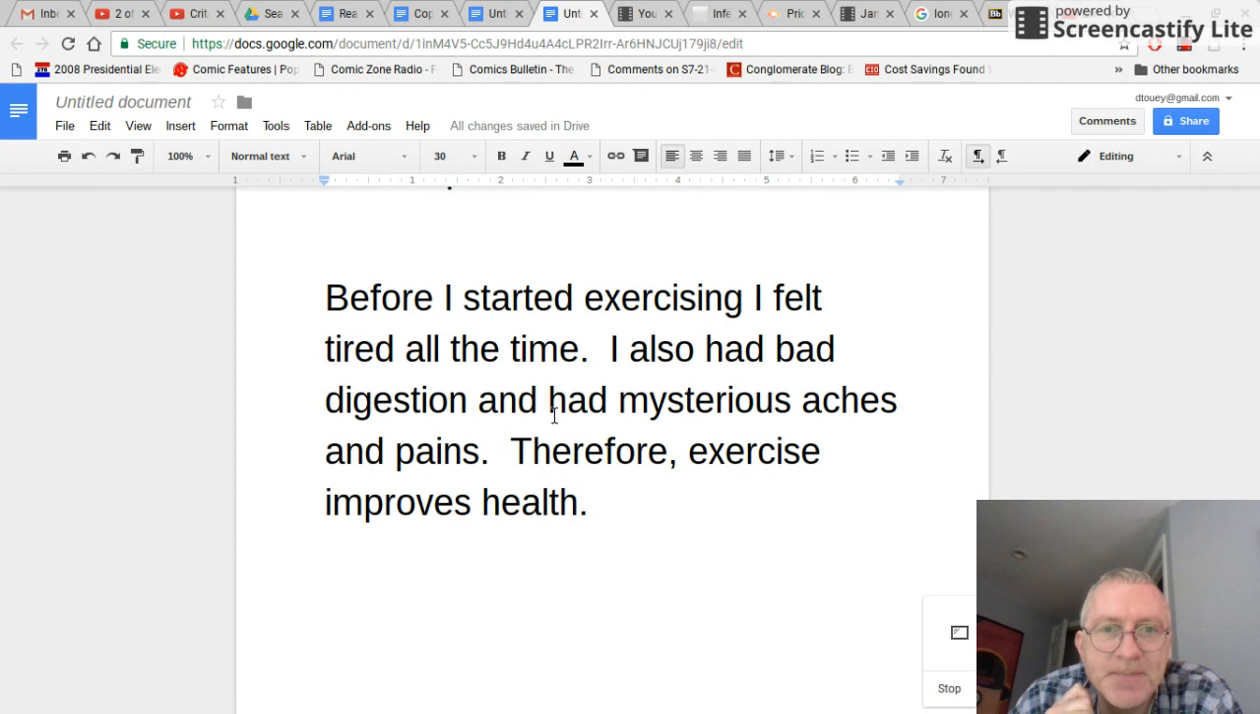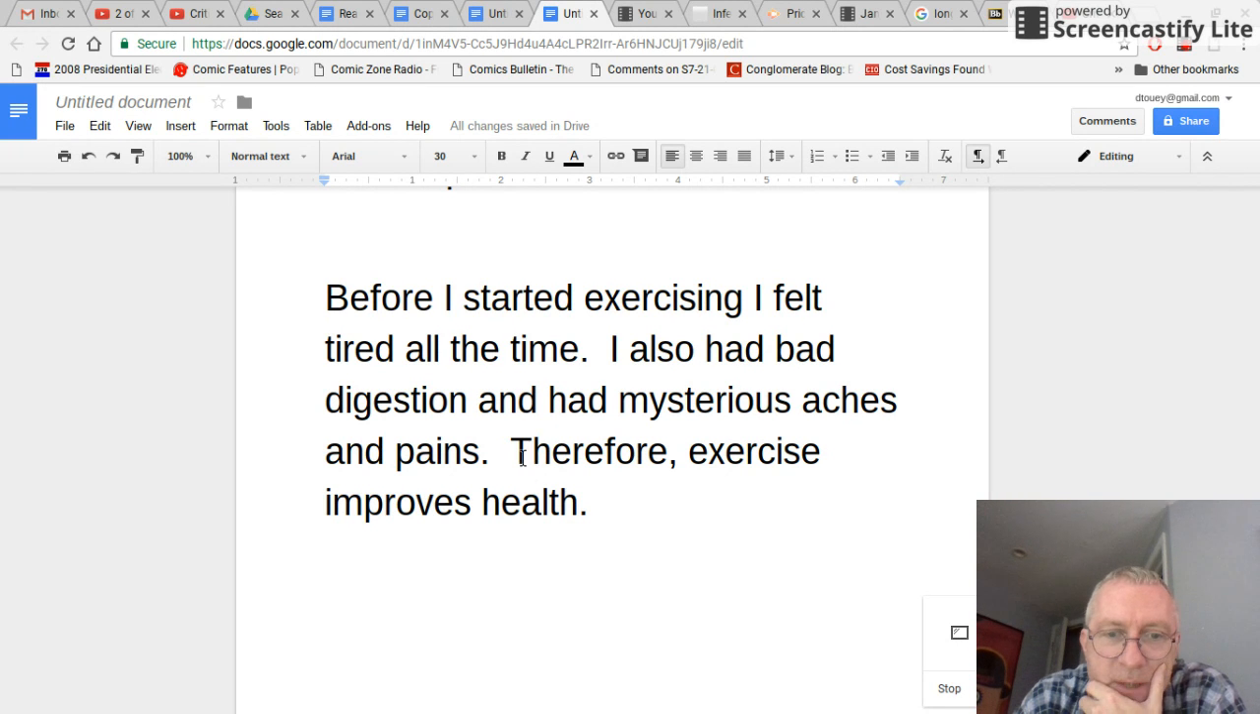Before I started exercising, I felt tired all the time. I also had bad digestion and had mysterious aches and pains. Therefore, exercise improves health. Okay. Again, it's a very informal argument, maybe not even a great argument. It's not meant to be, right? But right here, we're just practicing the identification of arguments.